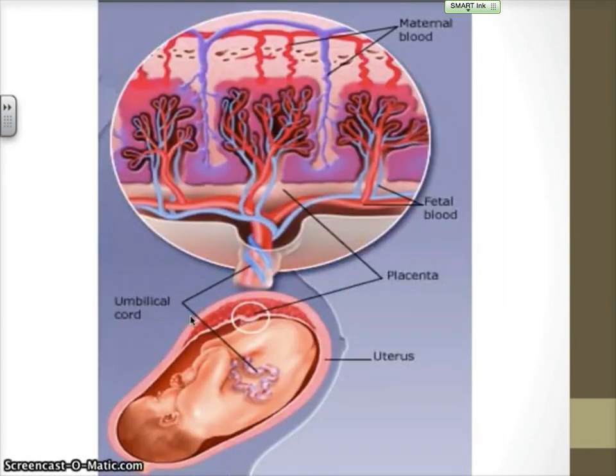You should have said that number 1 is the umbilical cord. Notice that that attaches at the baby's belly button and connects within the uterus to the placenta. Number 2, you should have said the maternal blood, or the mother. Number 3, the fetal blood, or the fetus. Number 4, the placenta. Number 5 is the uterus.